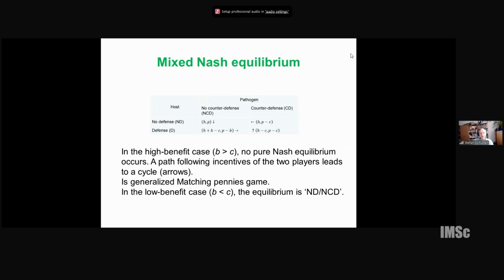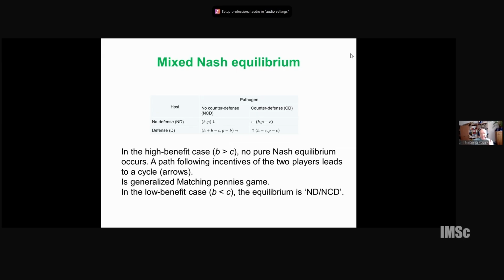And so then here it's for host and pathogen, where there is defense or no defense and counter defense or no counter defense. In principle, there is a continuum, because they could also produce maybe 30% of the maximal amount. But let's first consider the two strategy game, and then we wrote some payoffs as parameters, again with benefit and cost.